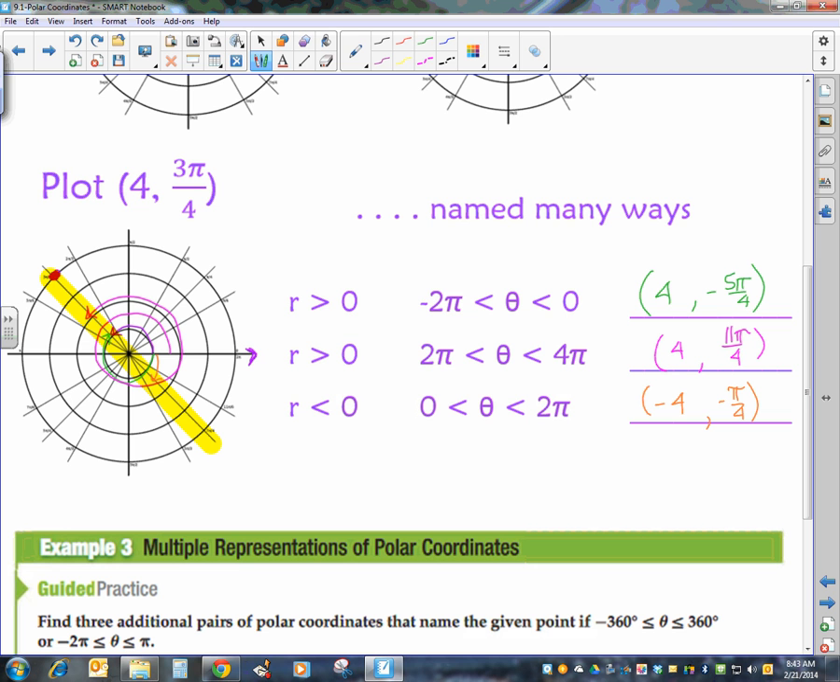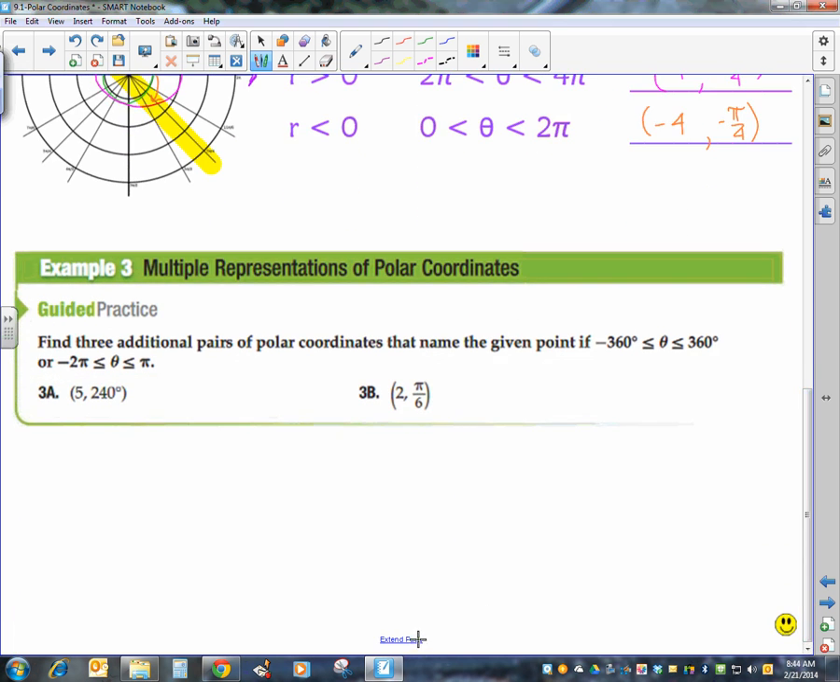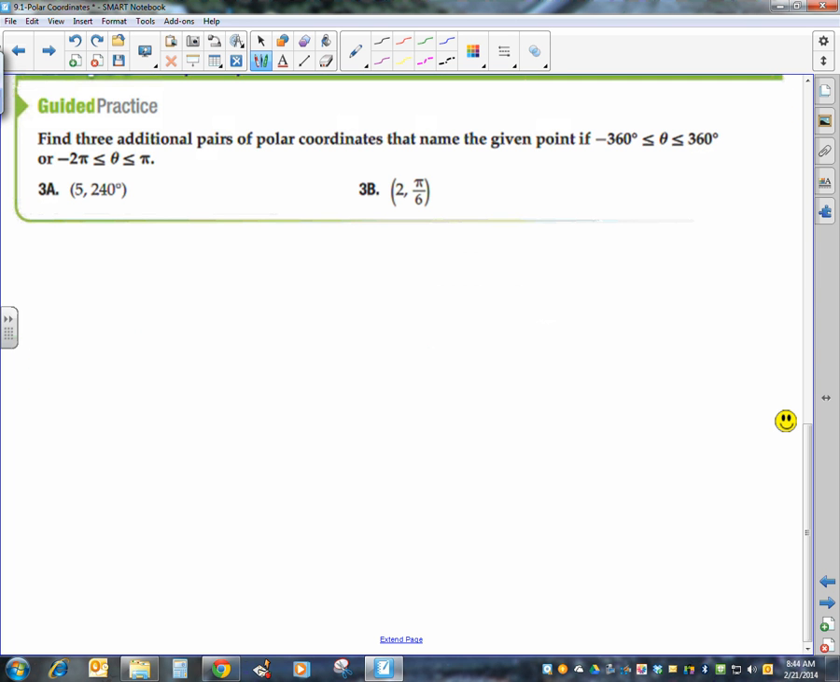Okay? Now, the most important thing to get from this is how many different ways can we name polar coordinates? I said many, but I'm hoping that you can pick up on the fact that it's really infinite. When you have an angle, we've talked about the fact that there's an infinite number of coterminal angles, because you can go around the circle as many times as you want, positive or negative. So let's go name some more.